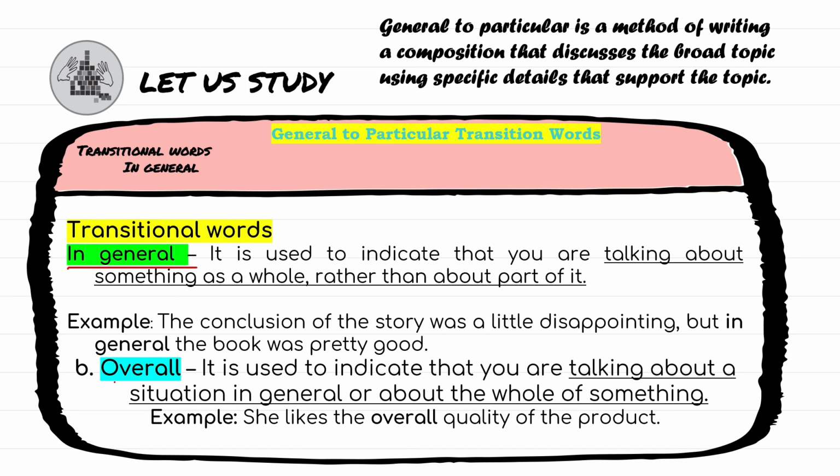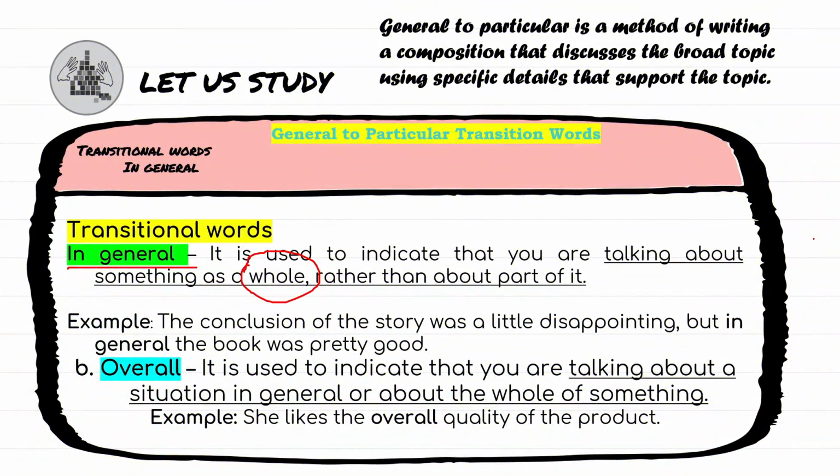In general is a transition word that is used to indicate that you are talking about something as a whole rather than about part of it. Example: the conclusion of the story was a little disappointing, but in general, the book was pretty good. Here, we are using the words in general to present the sentence as a whole. And now let's proceed with the next word.